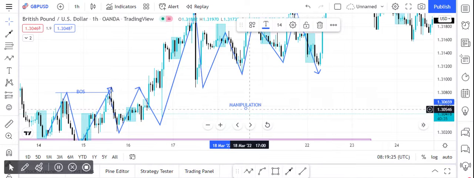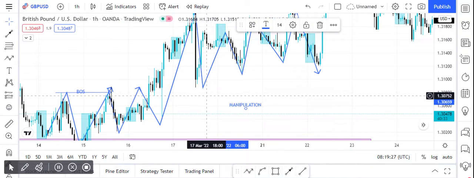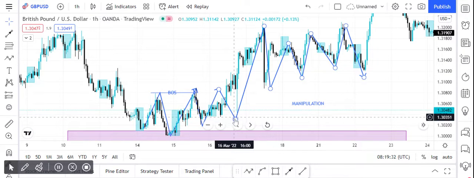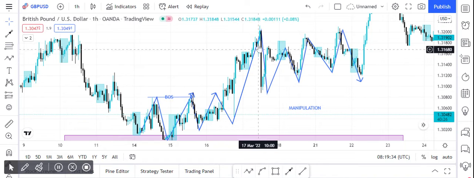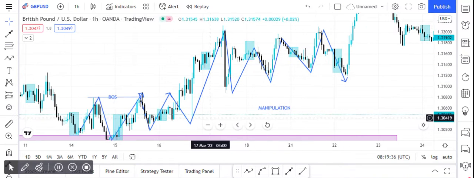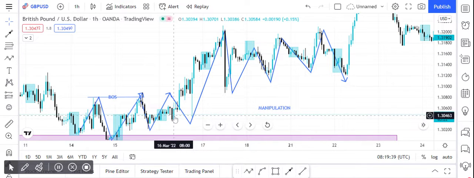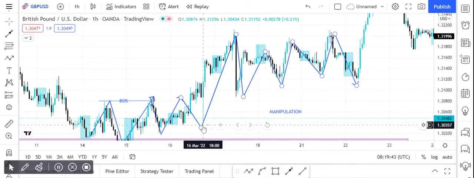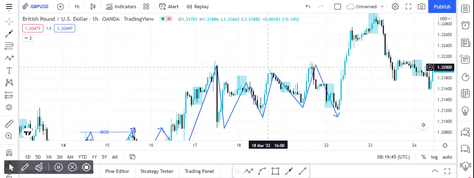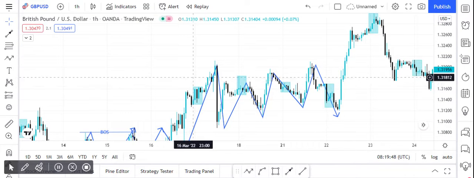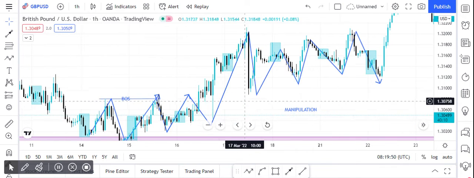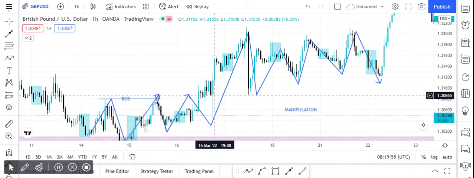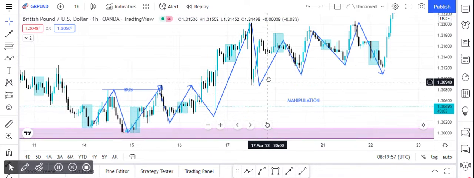I look for manipulation because these markets are manipulated by banks, because banks don't want you to make money. Banks are the ones that are moving this market. So if I enter here, the banks know that I'm buying from this area, and they know they are targeting this area. From this entry all the way up, it's quite a good amount of money. So the banks are going to manipulate this area here.